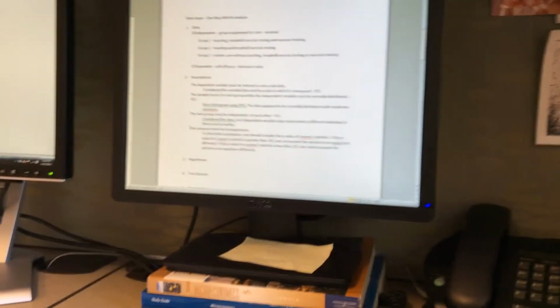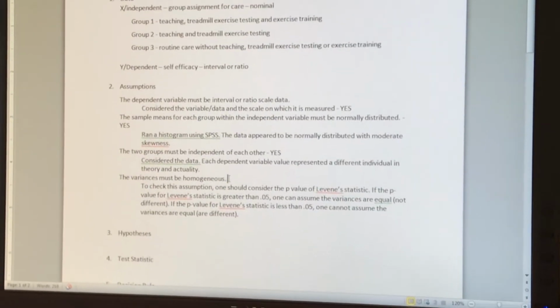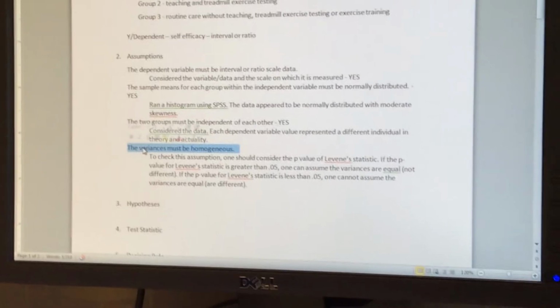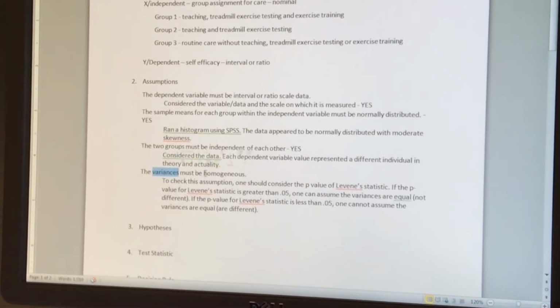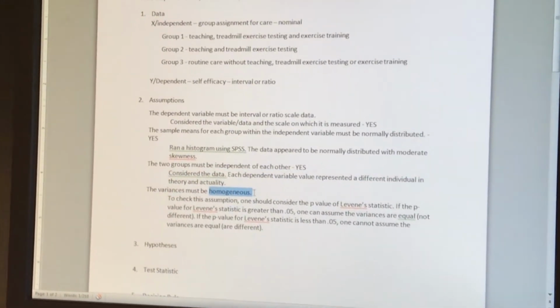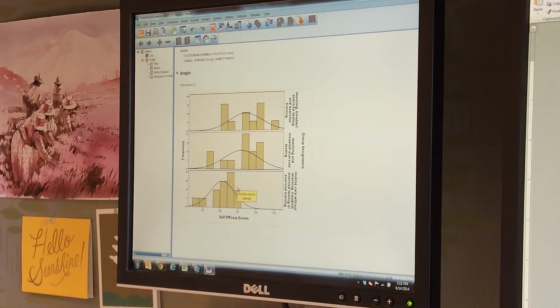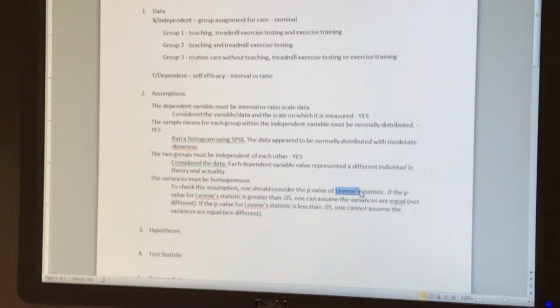Okay, so we're on our last assumption now, where we're testing whether the variances are homogeneous. And what this means, it's just kind of very difficult language for the distribution of our data needs to be similar. The distribution of each of our groups needs to be somewhat similar in order for ANOVA to be calculated correctly. Okay, so the way that we need to check this is we need to run a Levene's test.